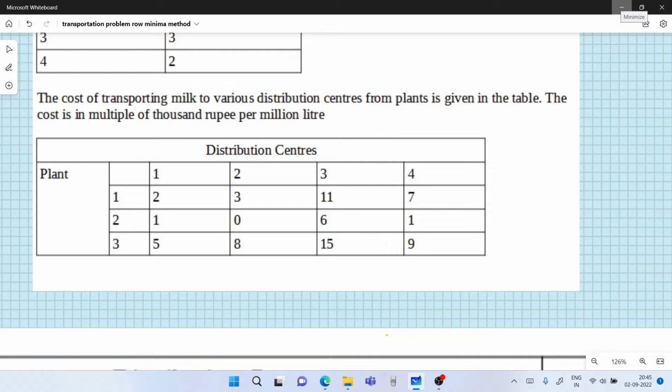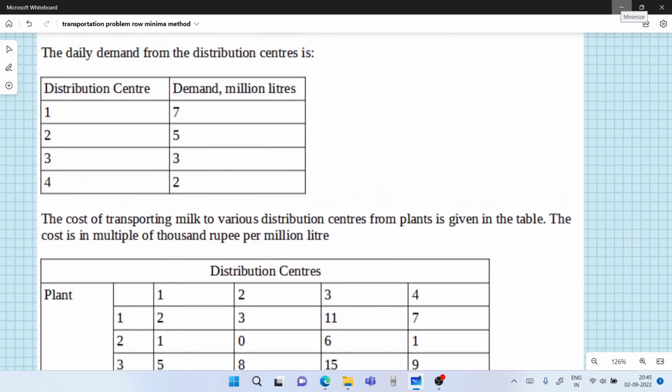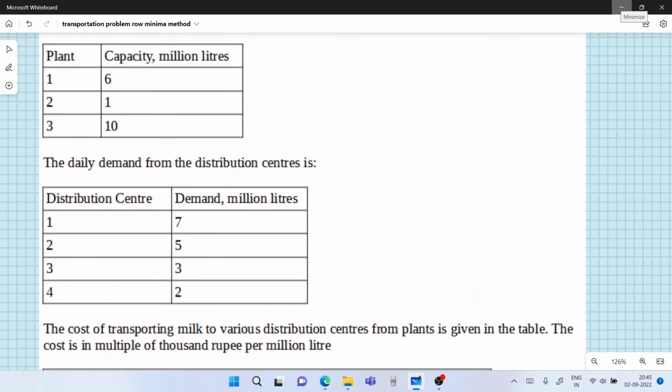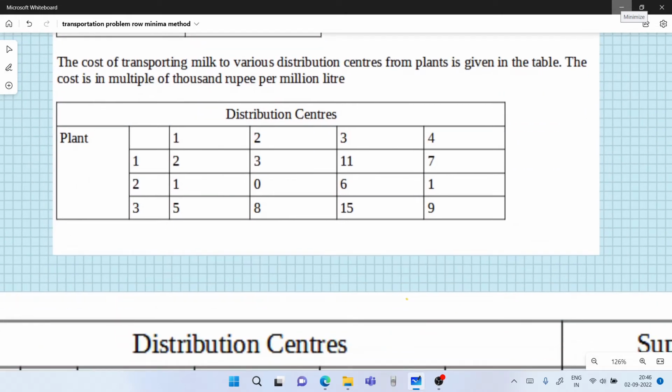Now, how to solve this using the row minima method? First, let us see what is the total supply. This is 17 million liters, and the total demand is also 17 million liters. In operations research, this is known as a balanced problem. And one needs to understand here that we can only solve balanced problems. So this is a balanced problem and we can go ahead with the solution.